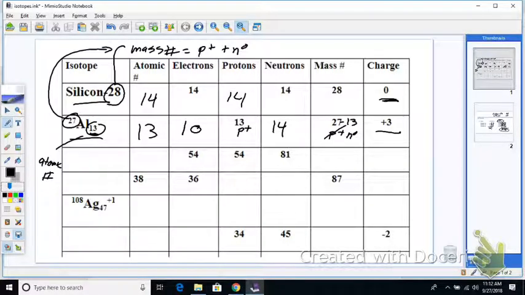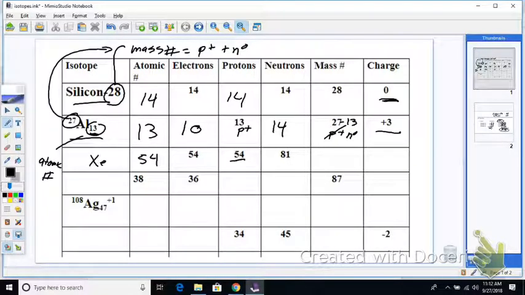So the first one, what element is it? Xenon. How do you figure that? Protons. Protons is the top number. It corresponds to 54. Okay? If you don't know, you look at 54 and you find it on the periodic table. Top left number. That is xenon. And that would be the atomic number as well.